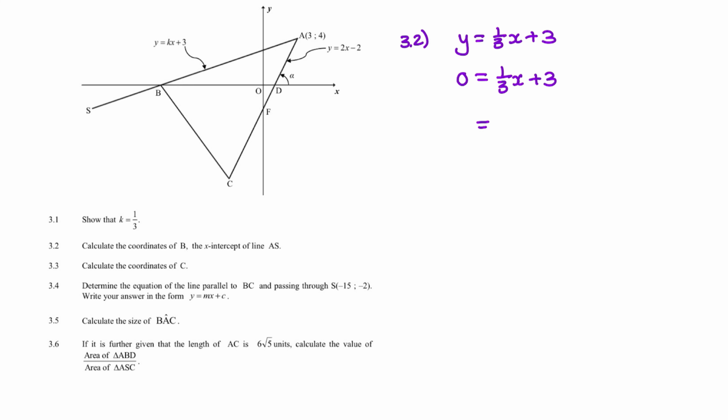And now we simply need to solve for x. So I take the positive 3 to the left-hand side, and that becomes -3 is equal to 1/3 of x, and then I multiply both sides by 3. So therefore x is equal to -9. Now it's tempting to leave your answer like that, but the question says calculate the coordinates of B. So you need to show your answer as coordinates. So B is -9 for x and 0 for y.